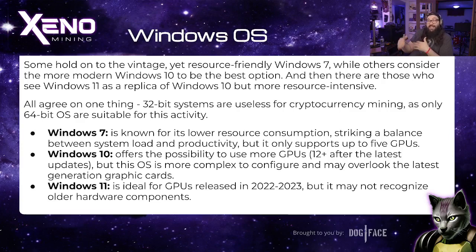There's at least 12 or more. But this OS is more complex to configure and may overlook the latest generation graphics cards. If you're going to use the newest graphics cards, like the 4070 from NVIDIA, then you probably want to use Windows 11. That's for things released from 2022 to 2023, and obviously beyond, but it may not recognize older hardware components. So if you're going to have a GTX 1070 GeForce from NVIDIA, it's probably not going to work as well on Windows 11 as it did on Windows 7. Something to think about, okay?